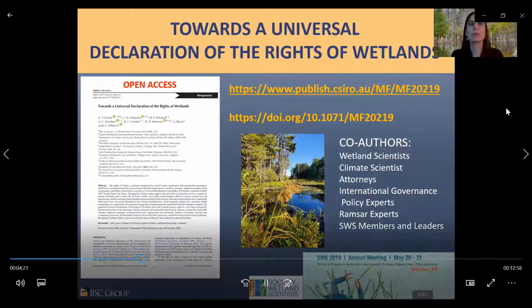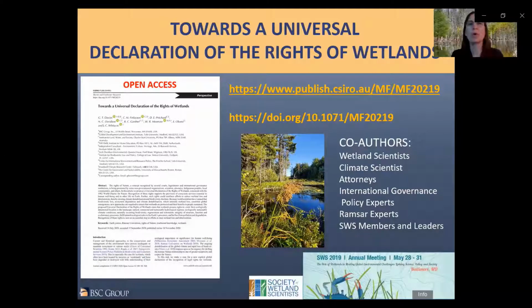This idea for a universal declaration of the rights of wetlands evolved in response to the global crises and the global call for ethical leadership from scientists. As a result of years of collaboration through SWS on climate change and wetlands, an interdisciplinary group led Ramsar and Public Policy and Regulations section symposia and discussions at the SWS 2019 Baltimore annual meeting, back when we could meet in person, where the idea for a universal declaration of the rights of wetlands was introduced and discussed.